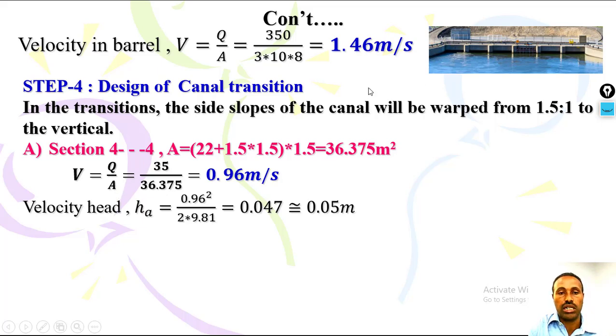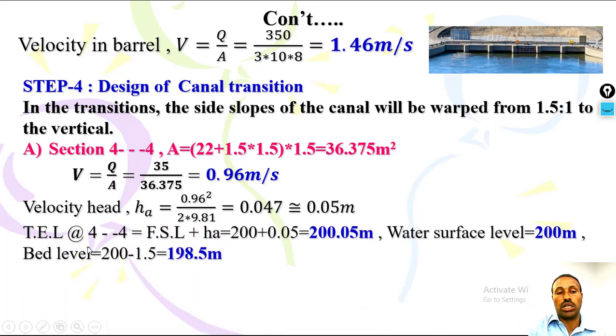So the discharge in the canal, which is 35 divided by area, you get 0.96 meter per second. The velocity, or approach head, V square over 2G, then 0.047, approximately 0.05. Then total energy level at section 4-4: full supply level plus approach head, so 200 plus 0.05, you get 200.05. And water surface level is already given as 200. And bed level, you subtract from water level, then you get this result.